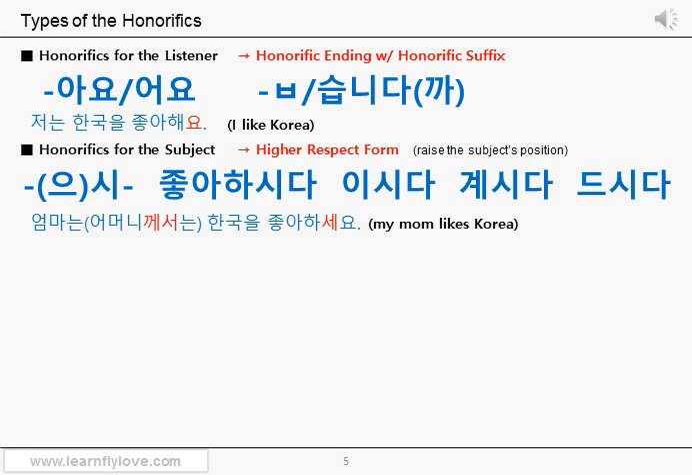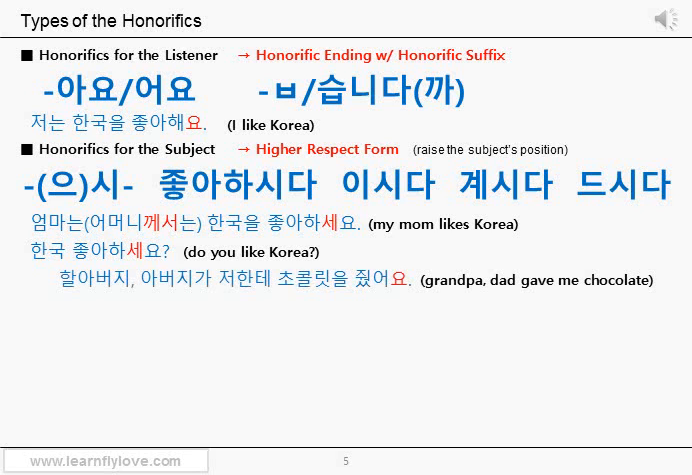Let's see the next sentence. 한국 좋아하세요? Do you like Korea? As you know, you can use the higher respect form for the second person you too, especially when you ask a question to the second person you. Let's see the next sentence. 할아버지, 아버지가 저한테 초콜릿을 줬어요. Grandpa, Dad gave me chocolate.